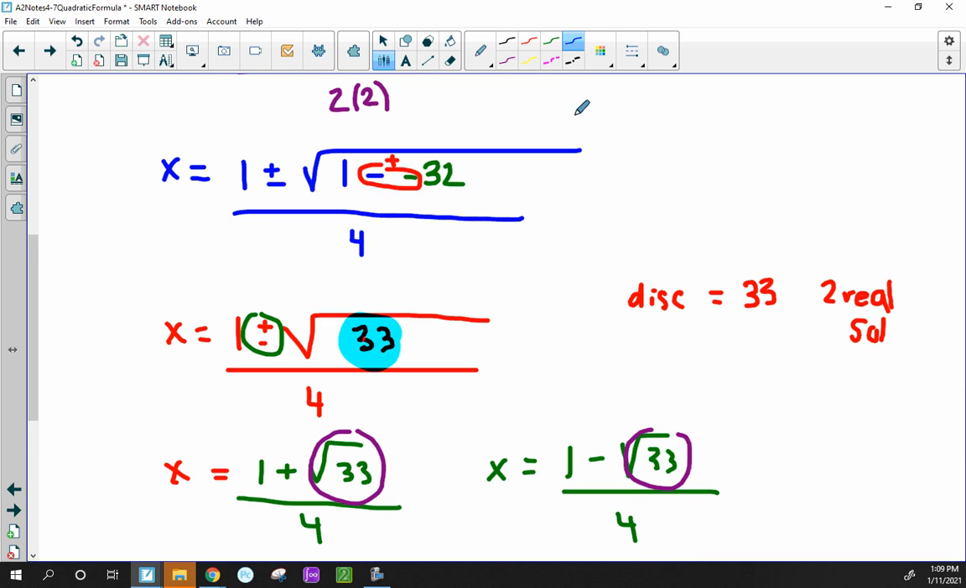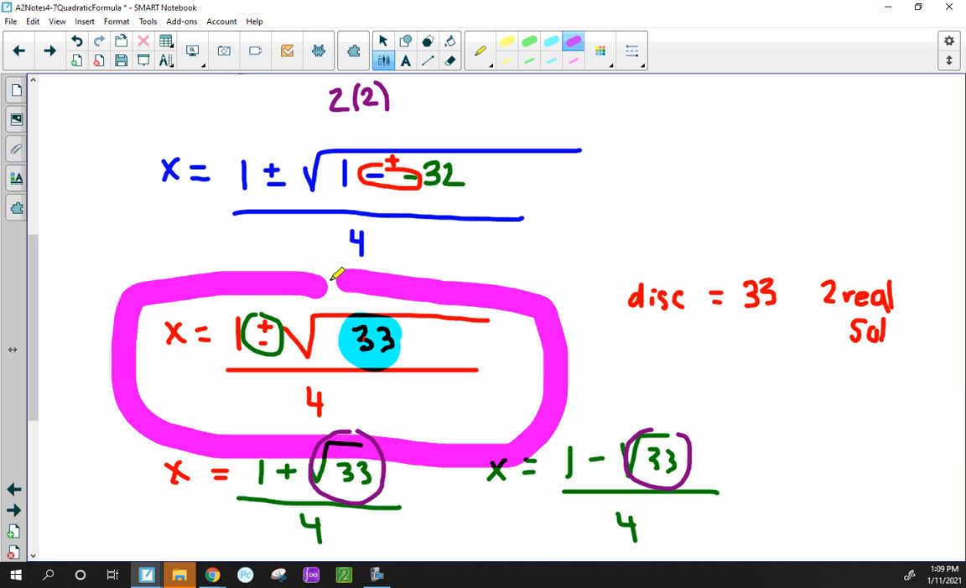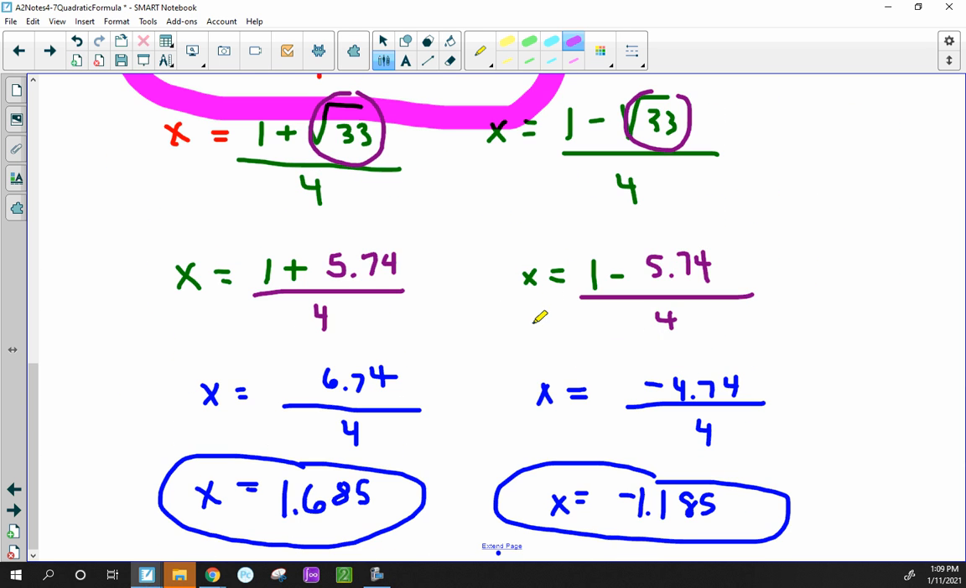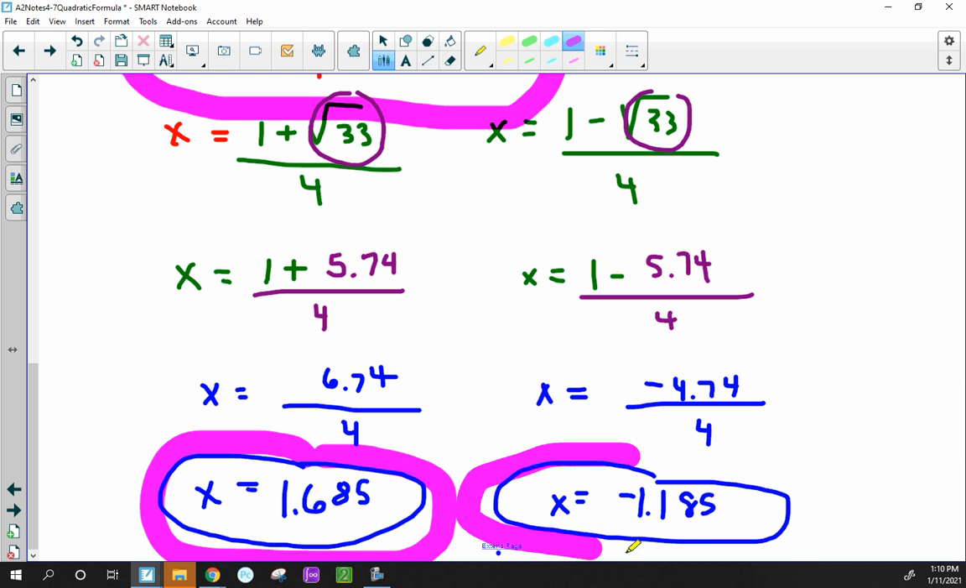Again, just to make sure that you are understanding, one option is to leave your answer in radical form. So here's two answers, 1 plus or minus radical 33 over 4. Or you can continue and get two decimal answers, 1.685 and negative 1.185. Notice the difference, obviously, in those answers.